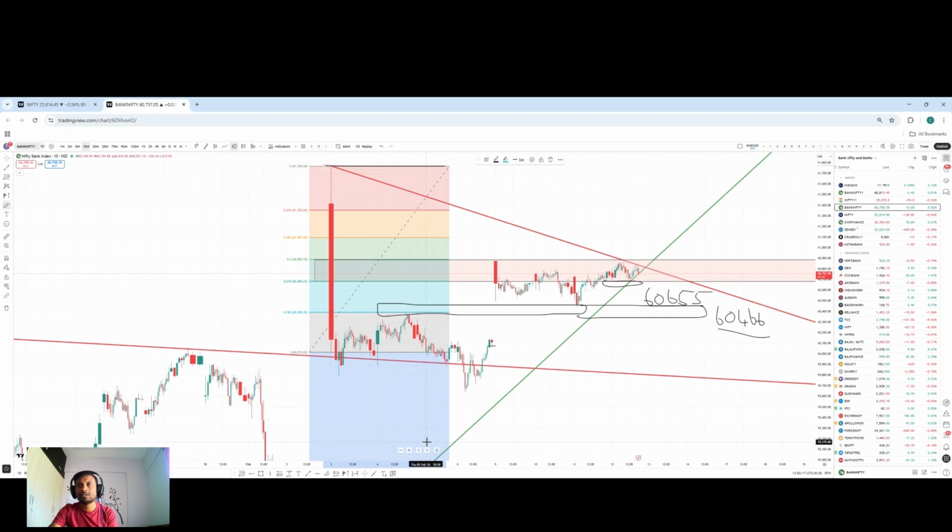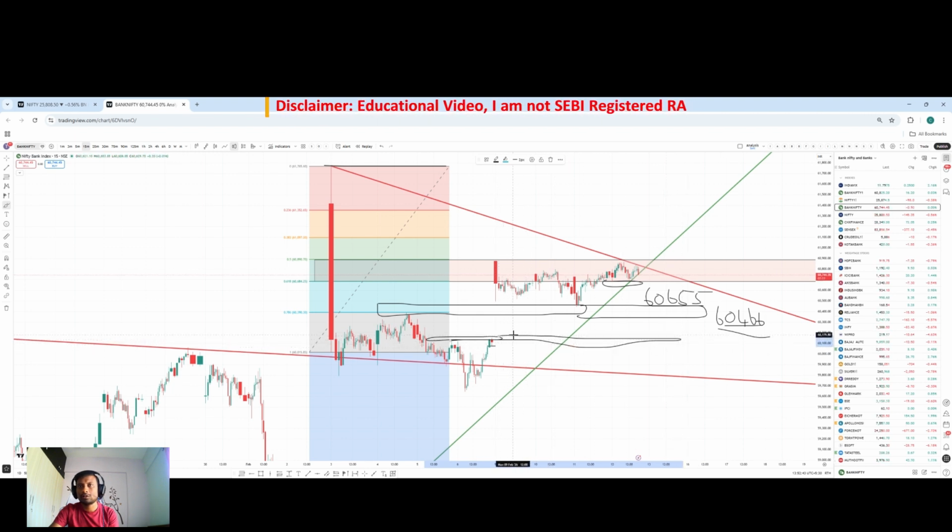So this is our first target, 60,466. On breakdown of this, we can come and fill this gap. What is this level again? 60,188. I don't think Bank Nifty will come here tomorrow. In case it comes, it will come max to this level, 60,188. On the breakdown of 60,655, your target is this. On the breakdown of this will be your ultimate target. Again, you will be trailing 150 points.